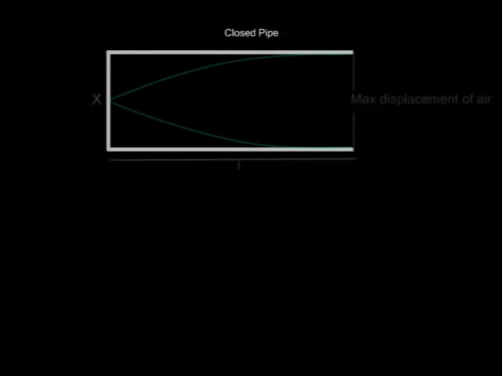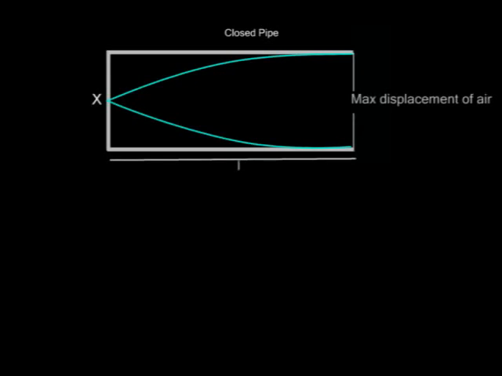Vibrating air columns. A closed pipe. When air is blown into a closed pipe through the open end, the vibration produces a longitudinal wave which travels along the pipe and undergoes a reflection at the other end. The reflected wave then interferes with the incident wave to form a stationary wave.